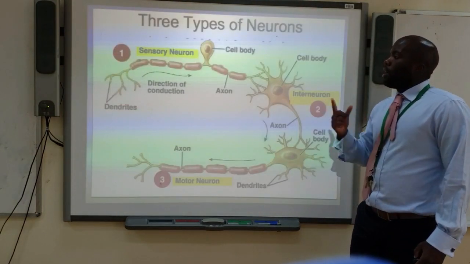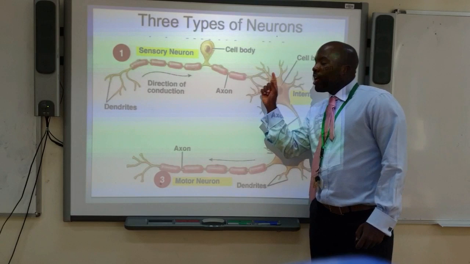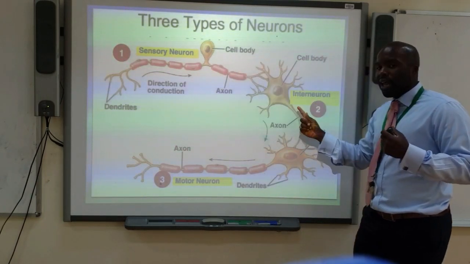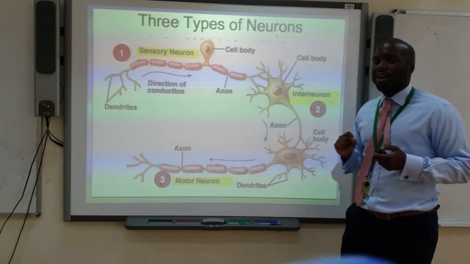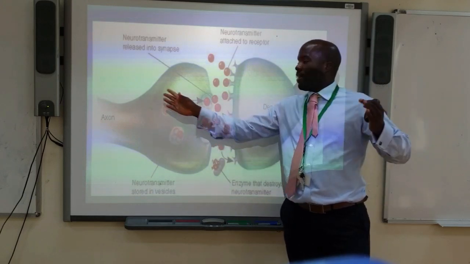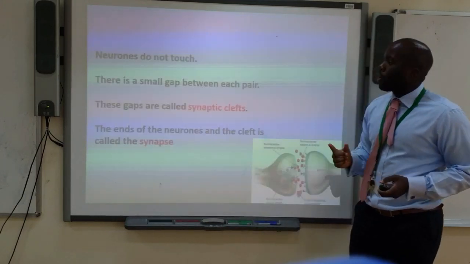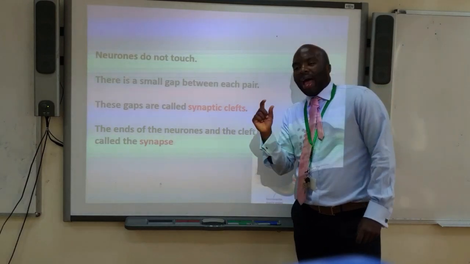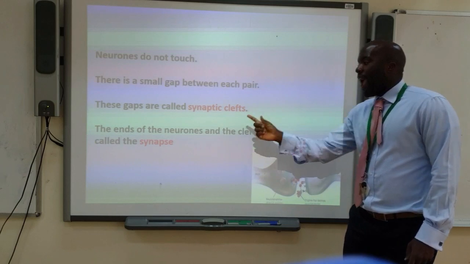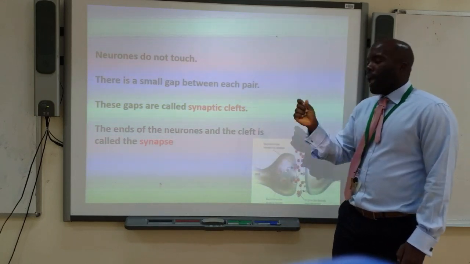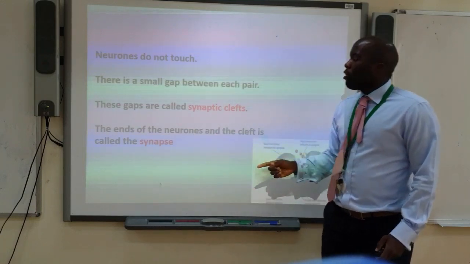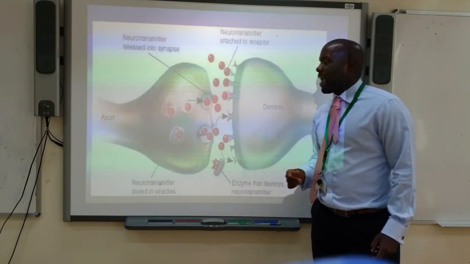Now, guys, if we look at our neurons, they are not directly connected. Remember we said sensory neuron to relay neuron to motor neuron. They are not directly connected. There are gaps between each neuron. So imagine this is the sensory neuron and this is the relay neuron. These gaps are called synaptic clefts. The ends of the neurons and the synaptic cleft are called a synapse. So for example, this is known as a synapse.